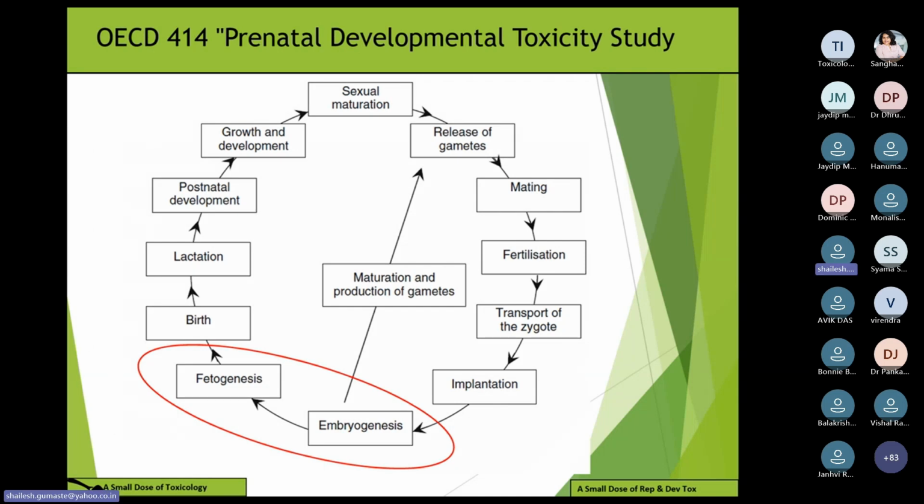So this is the classical OECD 414 prenatal developmental toxicology study. This is a typical reproduction cycle: sexual maturation, the release of gametes, mating, fertilization, transport of zygote, implantation, embryogenesis, fetogenesis, birth, lactation, postnatal development, growth and development, and the segments.